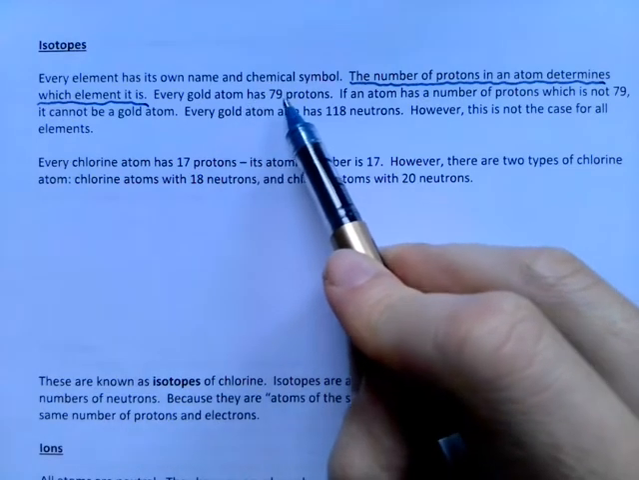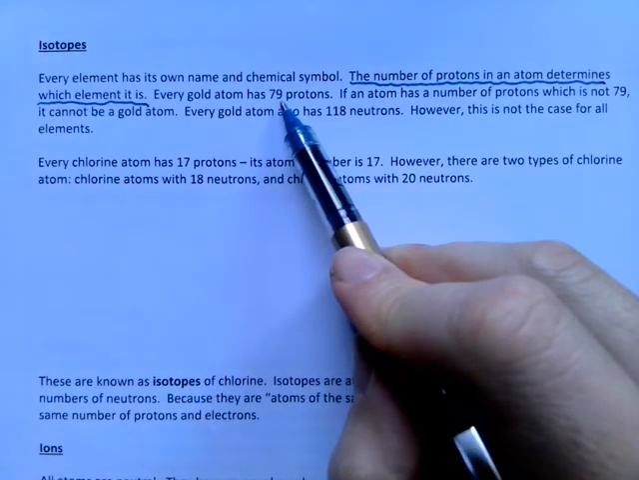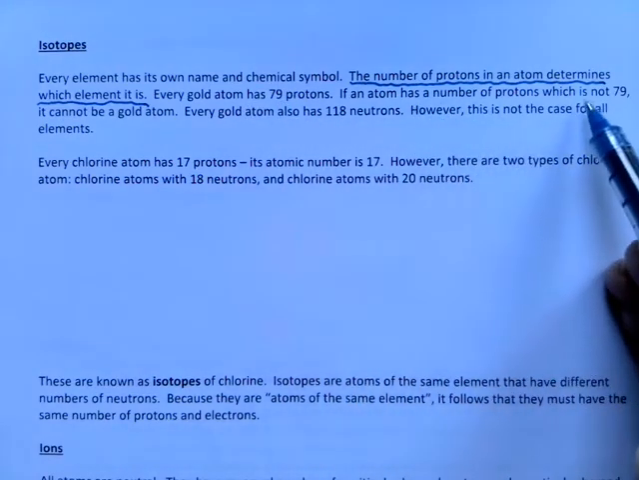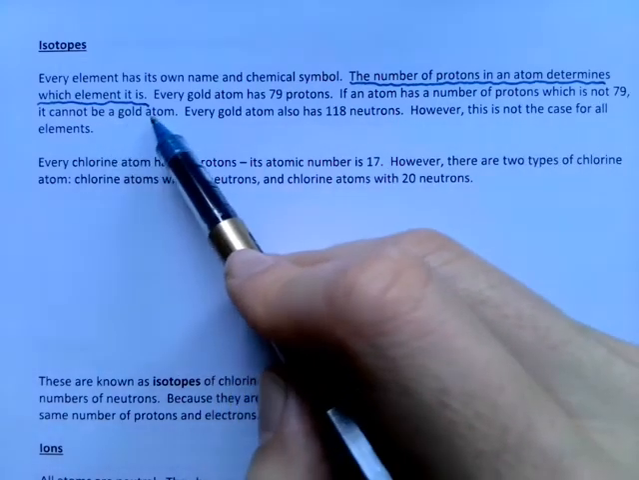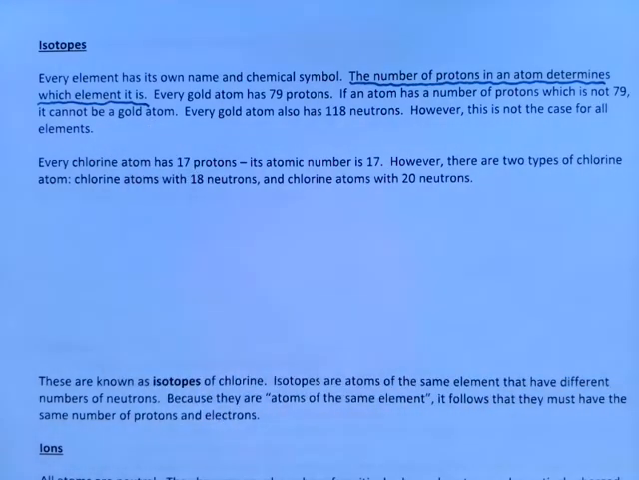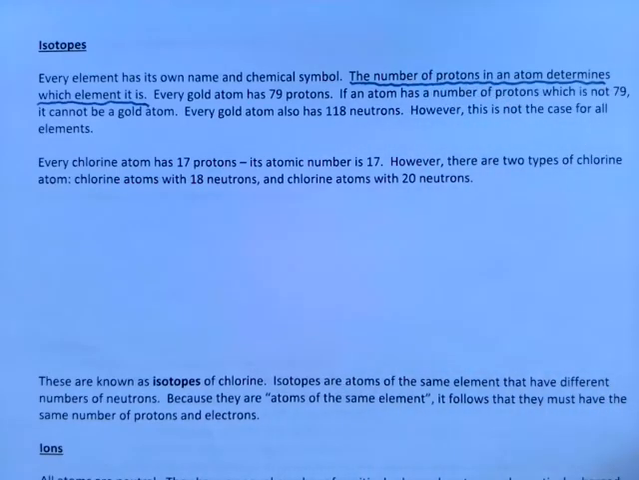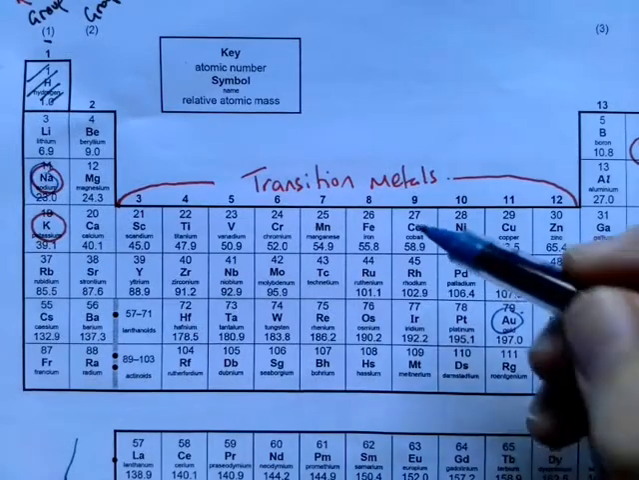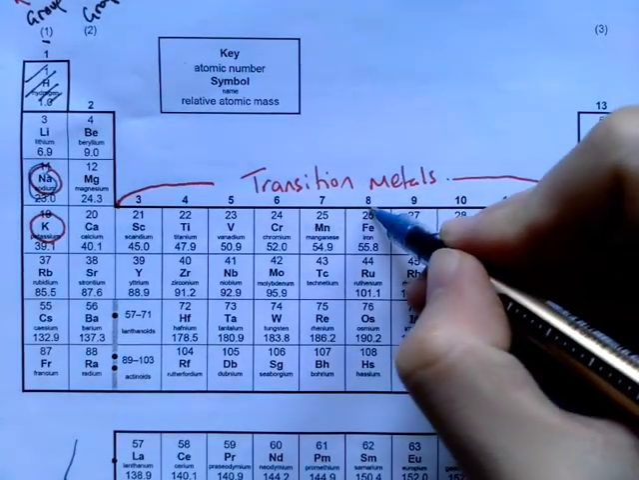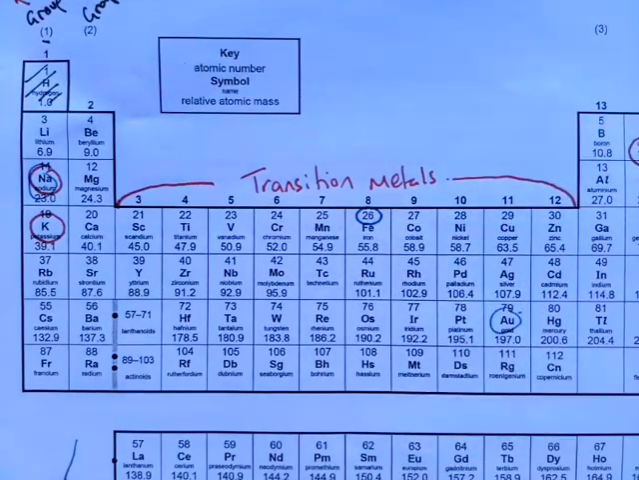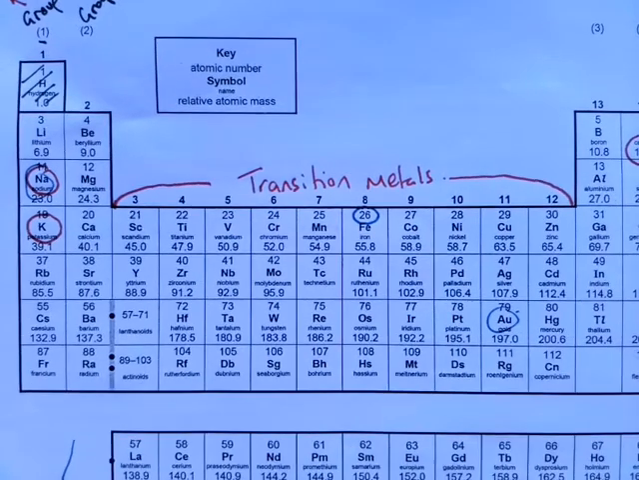Every gold atom has 79 protons. If an atom has a number of protons which is not 79, it cannot be a gold atom. Okay, so it's really important that you understand that the number of protons determines the identity of the element. All right, so what I can do is I can say to you, now this number here, the number above the element symbol, is the number of protons.